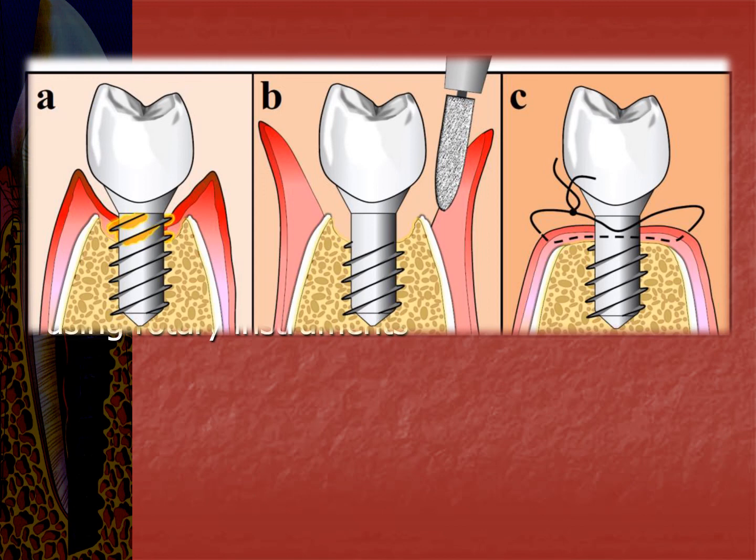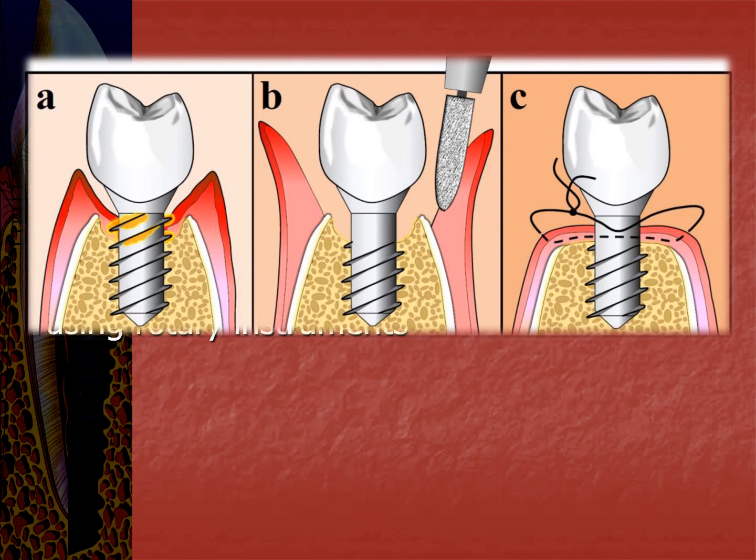Implantoplasty is usually performed together with resective osseous surgery and an apically positioned flap. This procedure can be performed using a high-speed diamond burr to remove the implant threads, followed by an Arkansas burr to polish the surface in order to prevent the formation of plaque and biofilm.